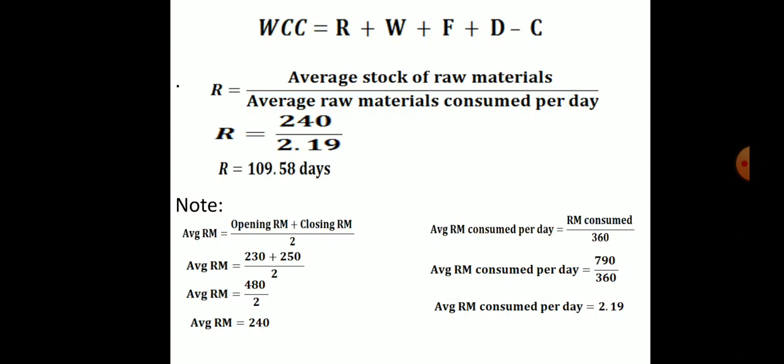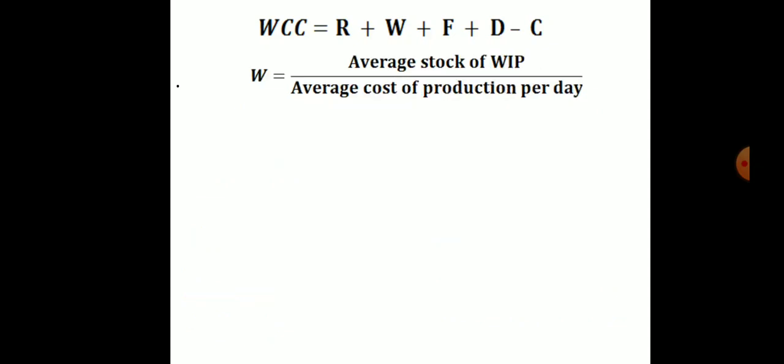So 109.58 days it will take to purchase that raw material and bring it from the warehouse. 109.58 days it will take. So it's clear, students? So next we will go for W, which means work in progress. So the total value of work in progress, how many days will it take, okay?